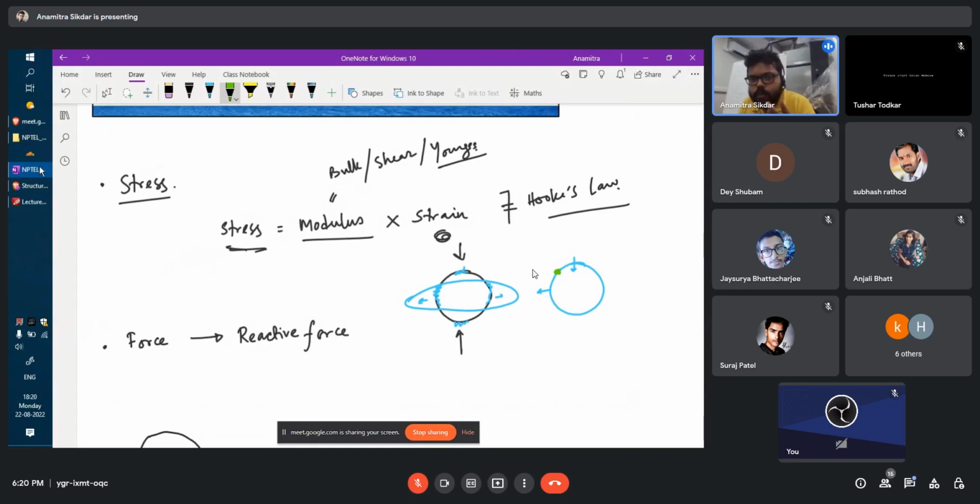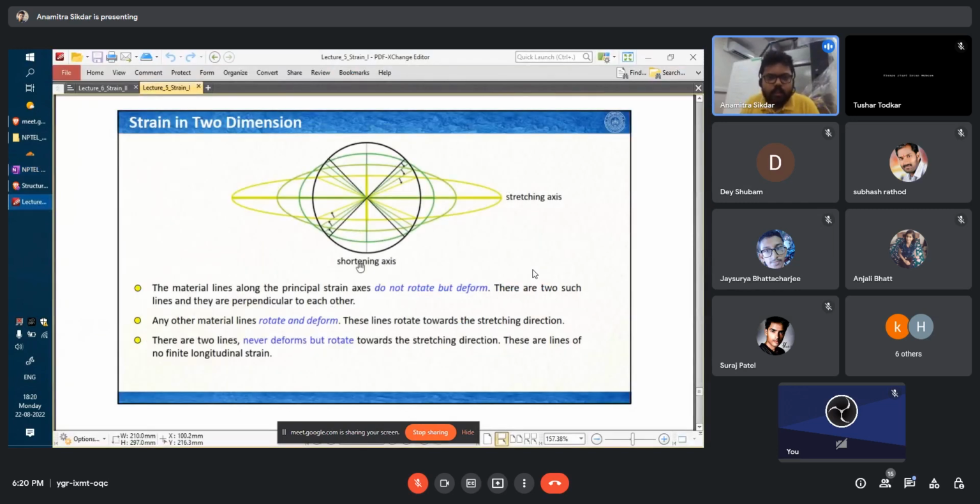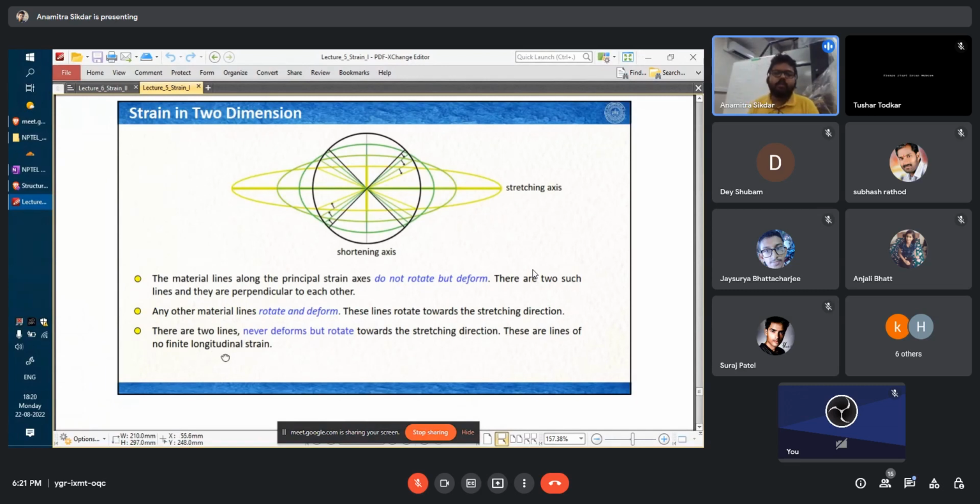So that particular line, that particular portion is called lines of no finite deformation, or lines of no finite longitudinal strain. So as this circle gets more and more deformed, these lines will rotate and try to align more or less. If this gets extremely flattened, it will be more or less parallel to this axis, right?